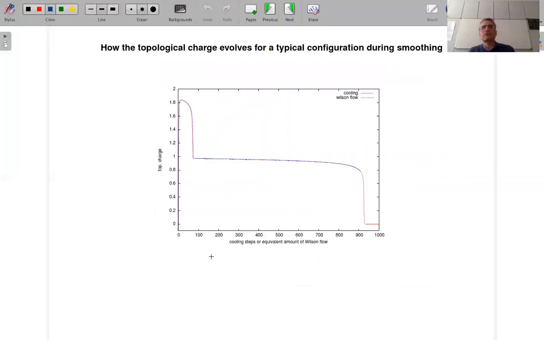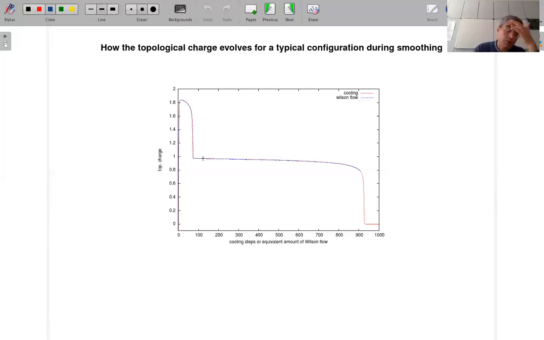Okay. Let me first show you this plot. This is a plot showing how the topological charge evolves, both using cooling and the Wilson flow, on a typical configuration, an SU3 configuration. You can see that there is a very long plateau in terms of cooling steps, or in terms of an equivalent amount of Wilson flow time, over which the topological charge is stable, around a value which is more or less 1.